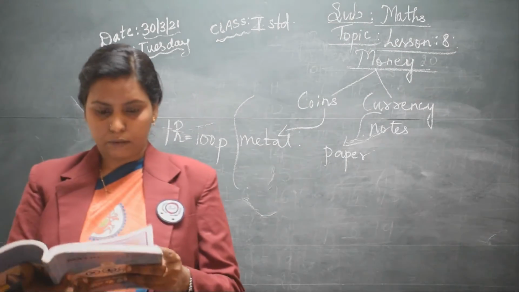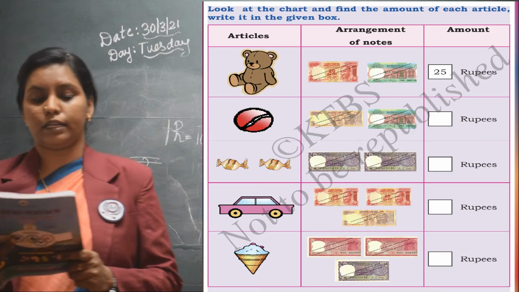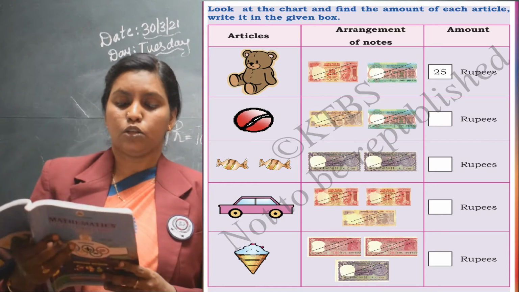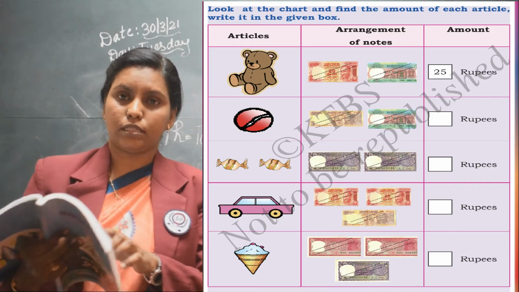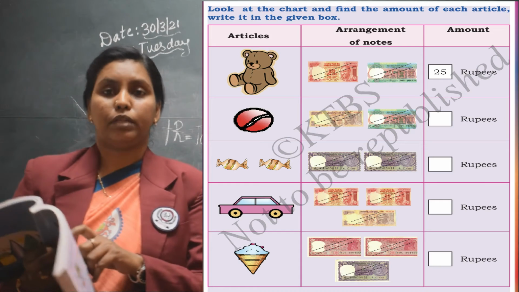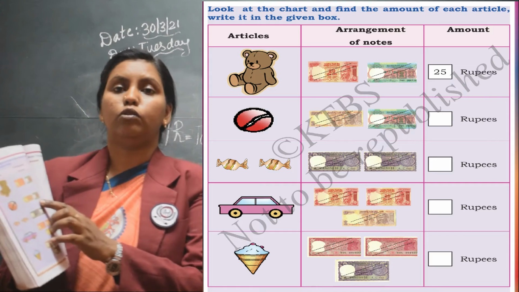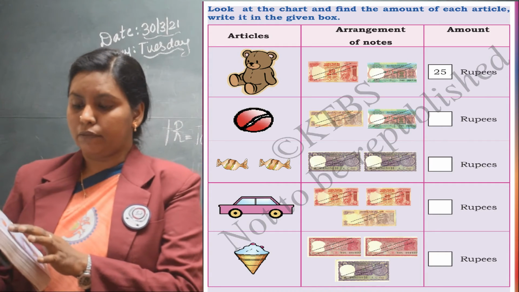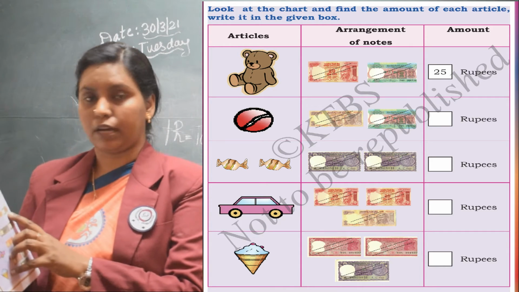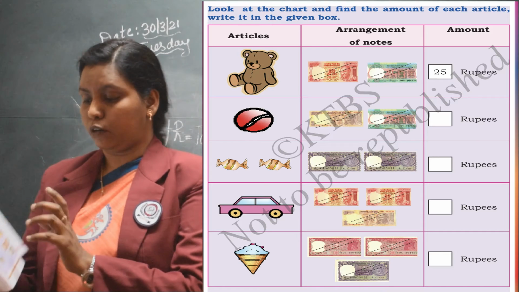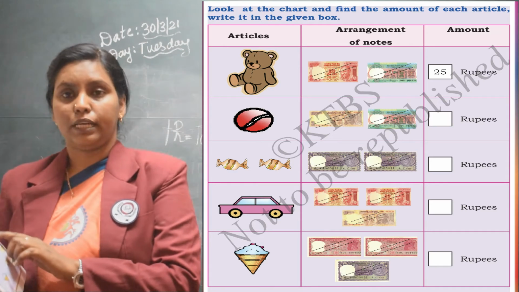So now turn to page number 160. They have given you a chart. Look at the chart and find the amount of each article. Write it in the given box. First one is a doll. The arrangement of notes they have given is 20 rupees and 5 rupees. How much is the amount there? Here in the box you can write it as 25 rupees. Just add the number of notes or coins given there. Second one is the ball. The amount of the ball is 10 rupees and 5 rupees they have given. The total is 15 rupees. Third one, there are 2 chocolates and it is 1 rupee each.